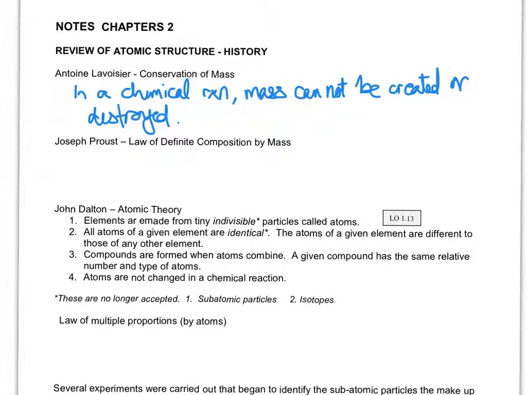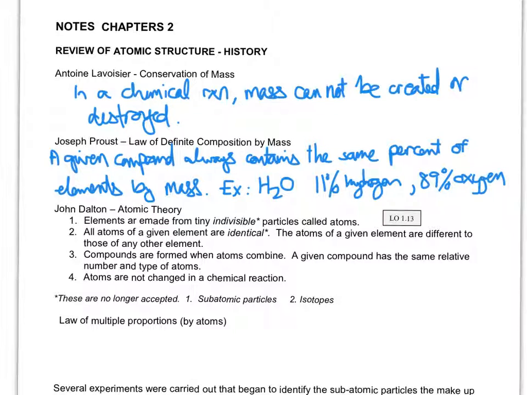Okay. Joseph Proust, he came up with a law of definite composition by mass, and so he said that if you have a given compound, it's always going to contain the exact proportion or percentages of elements by mass. So a given compound always contains the same percent or proportion of each element by mass.